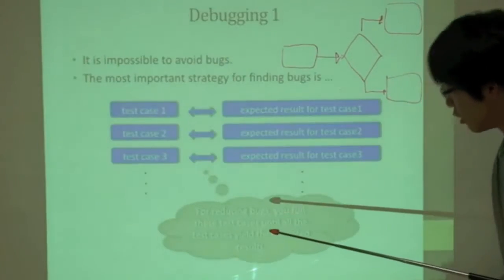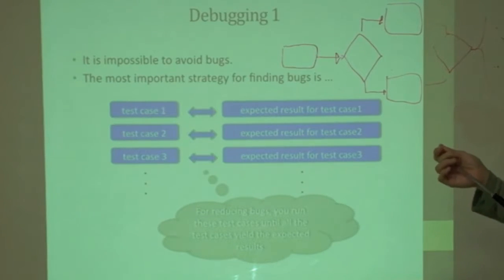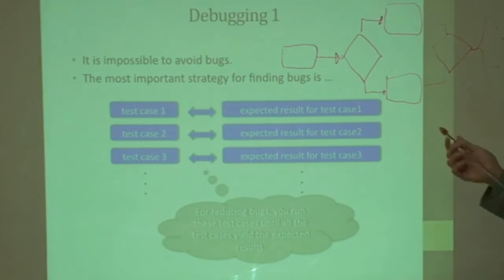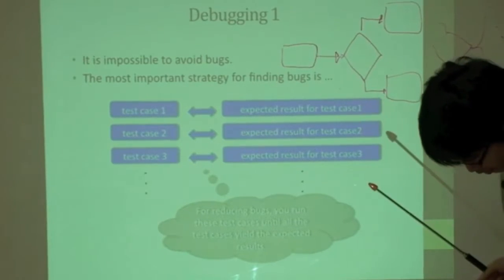On the next slide, debugging. About debugging, it is impossible to avoid bugs. The most important strategy for finding bugs is the method of using test cases.